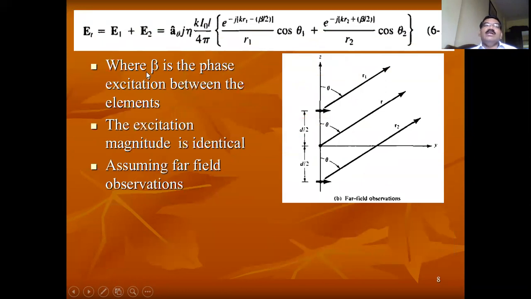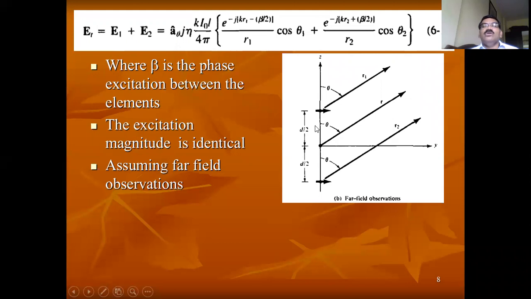So in this formula, there is beta. Where this beta is the phase excitation between the elements. And the excitation magnitude is identical. The magnitude of the excitation, that is the supply signal that we are giving, is identical. Assuming far field observation.